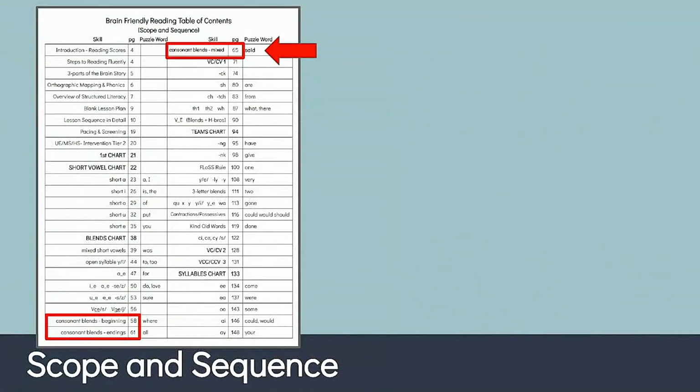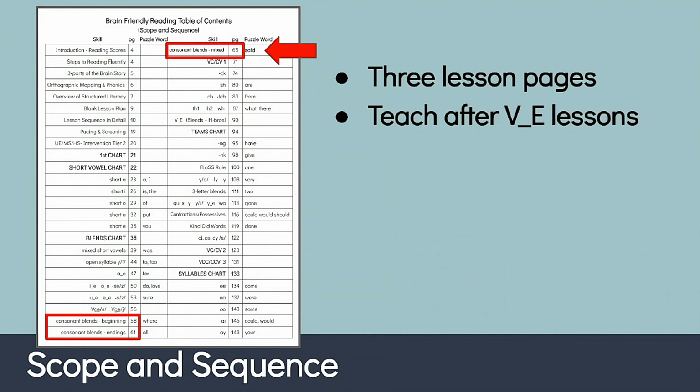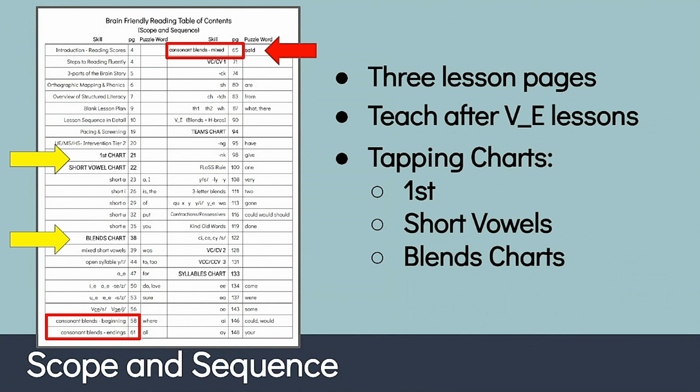The Consonant Blends lessons are actually an extension of the closed syllables work that we've done at the very beginning of the program. There are 3 lesson pages for Consonant Blends, and they are taught after teaching the vowel consonant E lessons in the instructional sequence. You can also see that students have been taught and are tapping the first short vowels and blends charts up to this point.